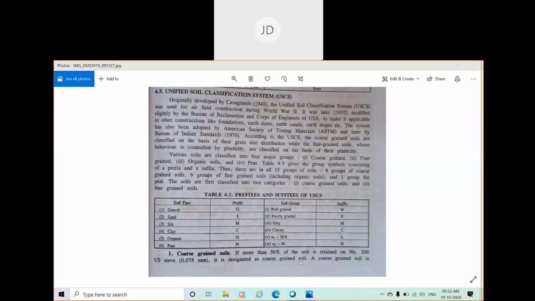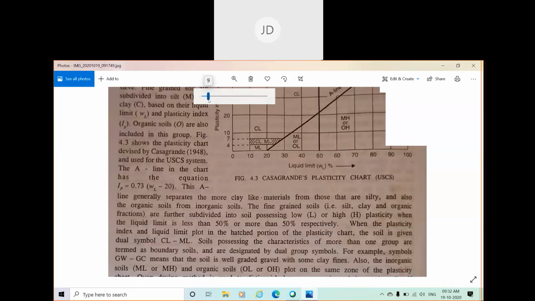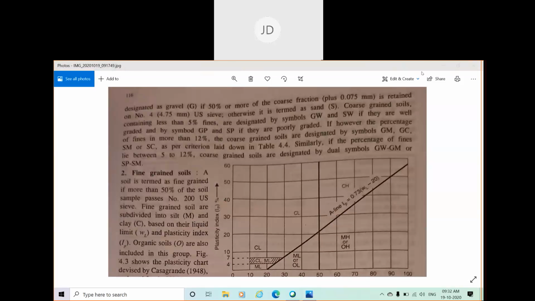Now I'll just shift to the next picture. Let me zoom it. So the definition of coarse grained soil is already given to you. I'm not going to repeat it here again. Now coarse grained soil is again divided under three types. Classification of coarse grained soil is done under three types.